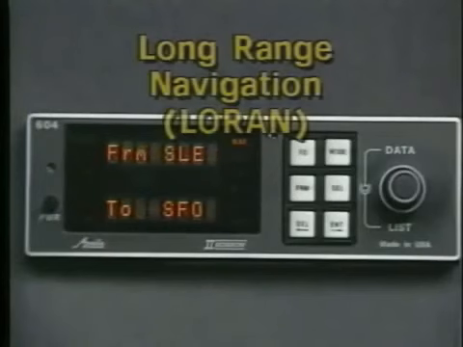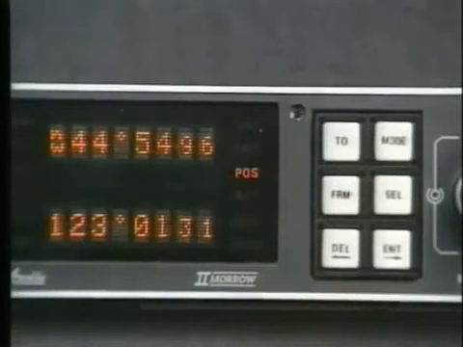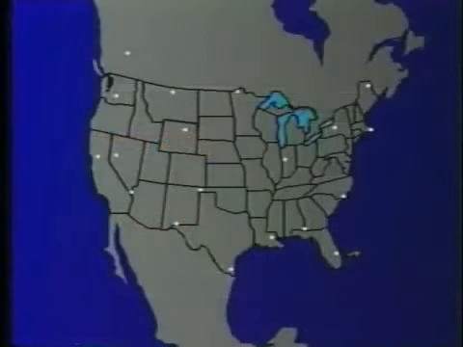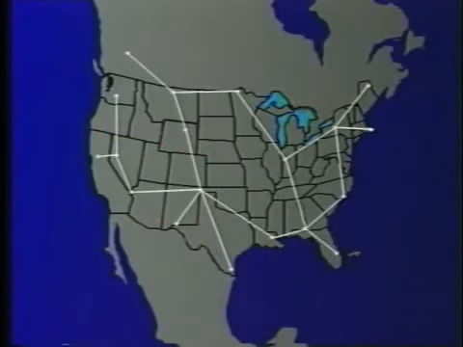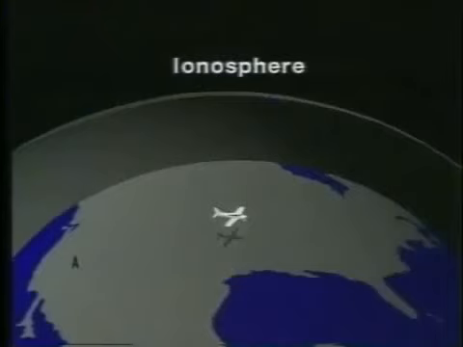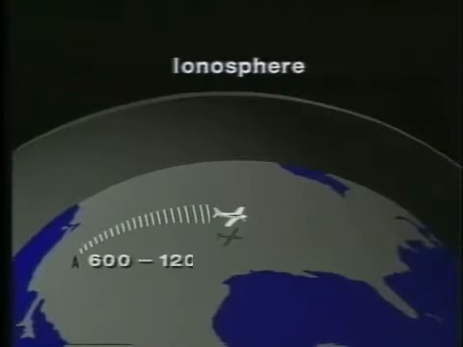Now let's look at another form of area navigation called long-range navigation, or LORAN. This system also lets you fly directly to your destination, but with LORAN, you don't have to create waypoints. Instead, it uses a network or chain of stations which transmit low-frequency signals in the 90 to 110 kilohertz range. These low-frequency signals follow the contour of the Earth in the form of a ground wave and have a reliable reception range of 600 to 1200 nautical miles.